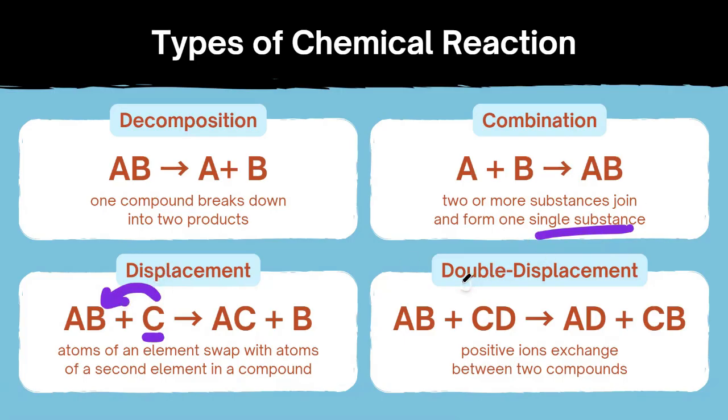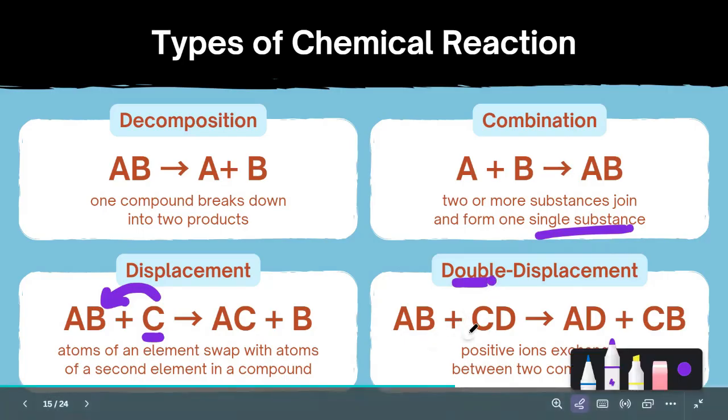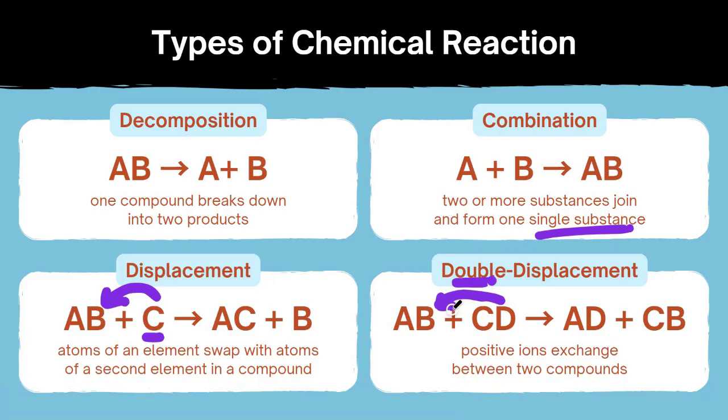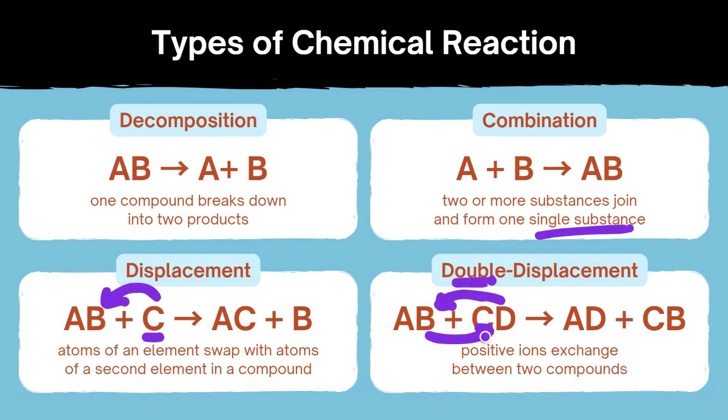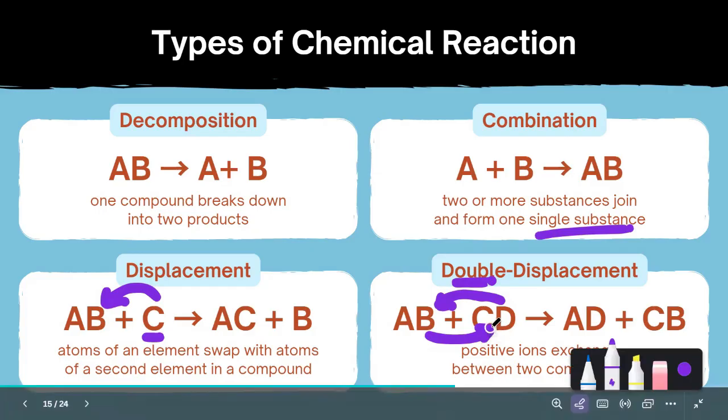But in double displacement, it is going to happen two times. How? Let's see. So AB and CD, in this, there is two times displacement happening. How? D is displacing B and B is displacing D. Got it? So there are positive ions which are being exchanged between two compounds. Okay? Ion exchange happens in double displacement reactions.